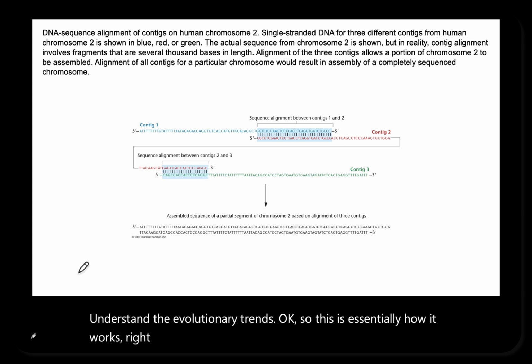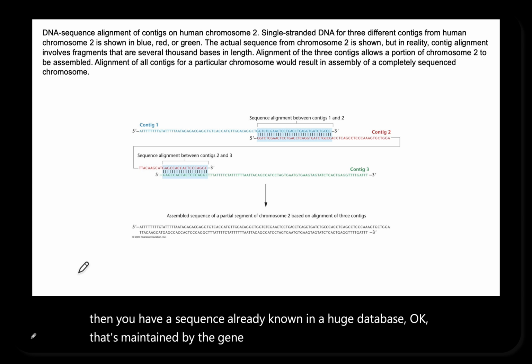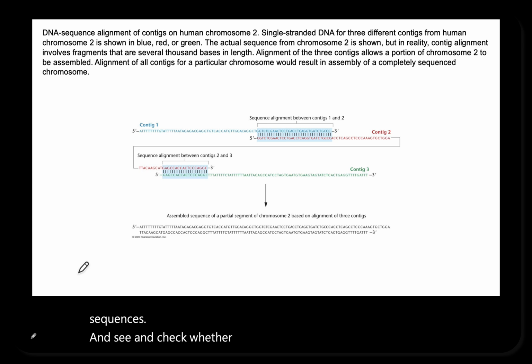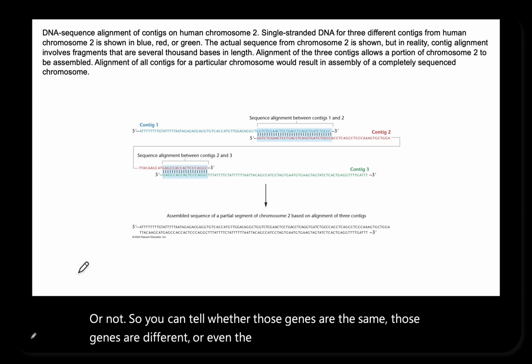So you have a sequence that you just collected, and then you have a sequence already known in a huge database that's maintained by the gene bank, and you can align the sequences and check whether those sequences are compatible or not. So you can tell whether those genes are the same, those genes are different, or even the sequence of the entire DNA in a particular chromosome, okay?